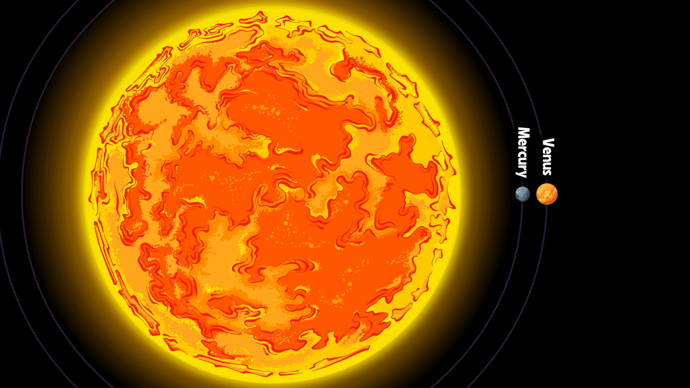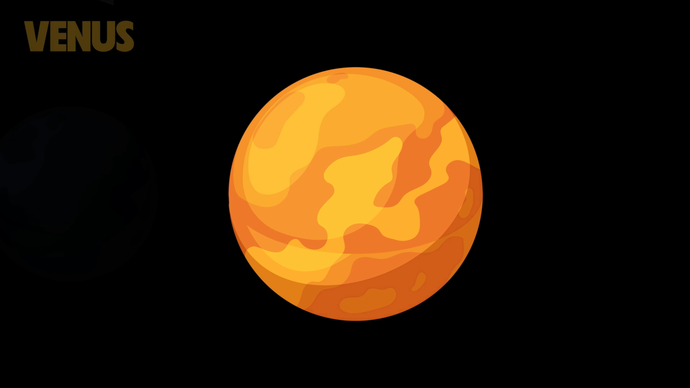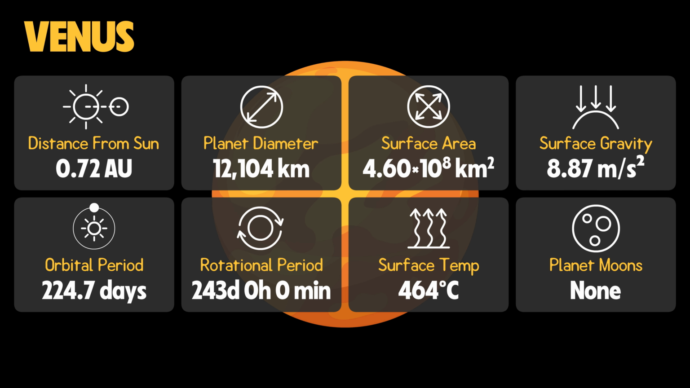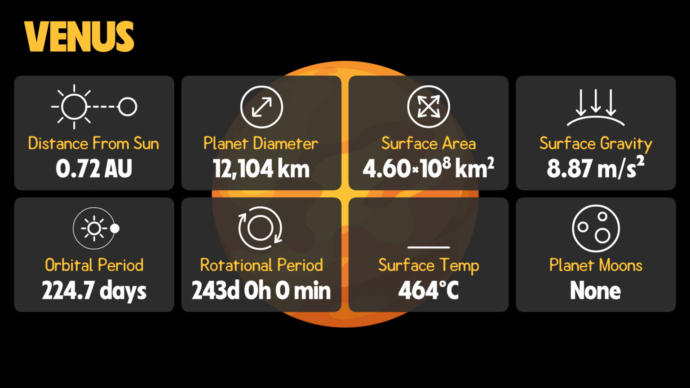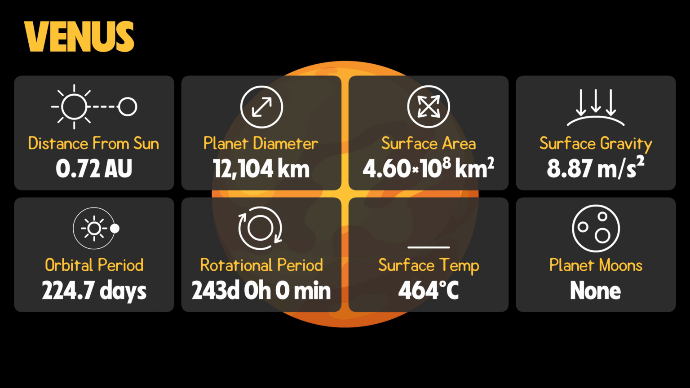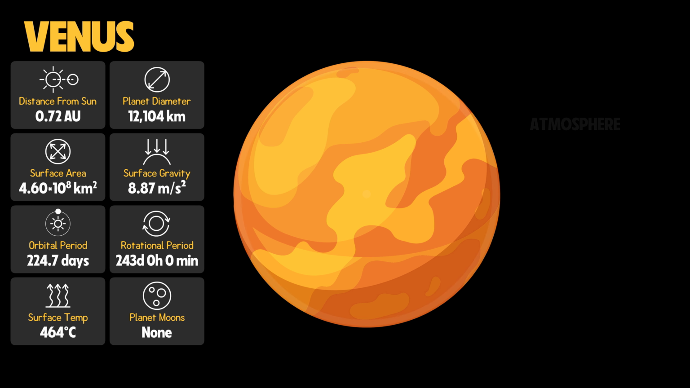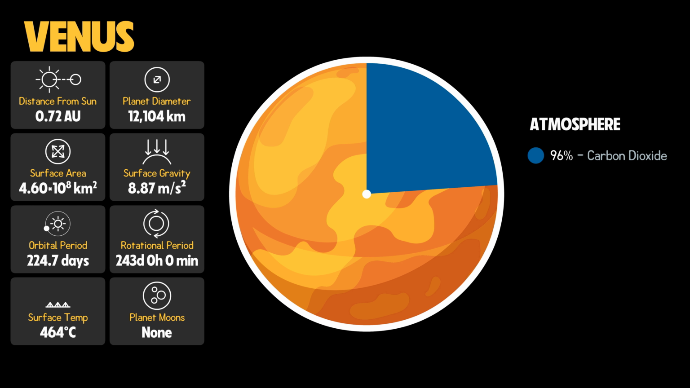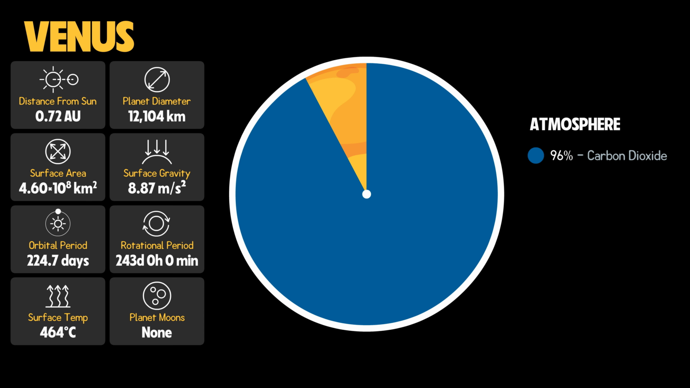Moving on, we have Venus, often called Earth's sister planet. Venus, known for incredibly high temperatures due to its thick atmosphere, completes a rotation once every 243 Earth days. It orbits closer to the Sun than Earth at a distance of approximately 0.72 astronomical units. The atmosphere is overwhelmingly composed of carbon dioxide, with trace amounts of nitrogen and other elements.